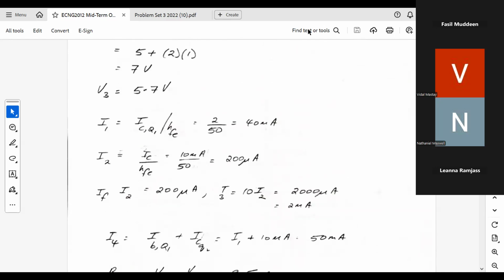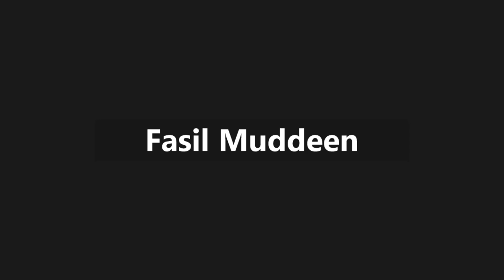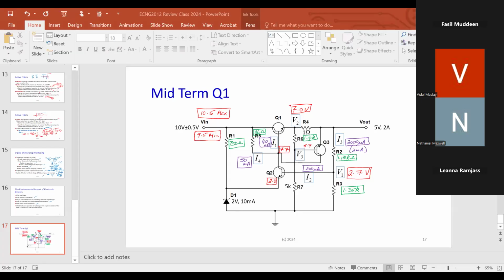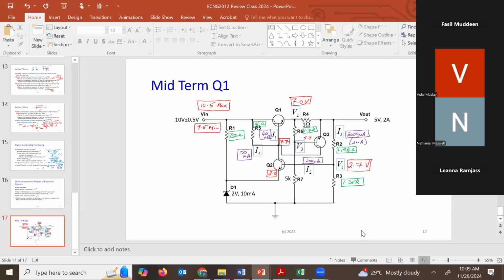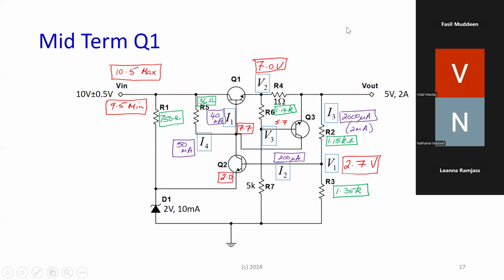But if you hold on, I'll bring up a small presentation, the same revision presentation from last time. Right, okay, here we go. On this slide, and I'll post this as well, here are all the voltages, currents, and resistances for that particular problem.